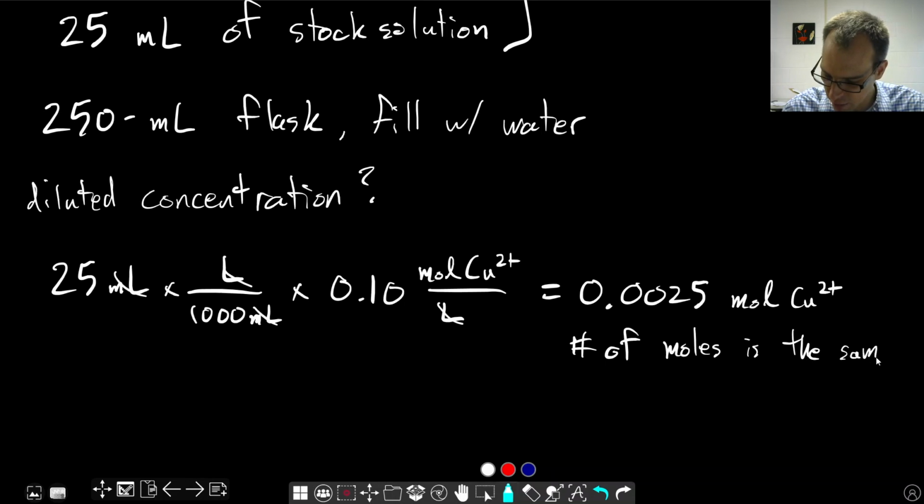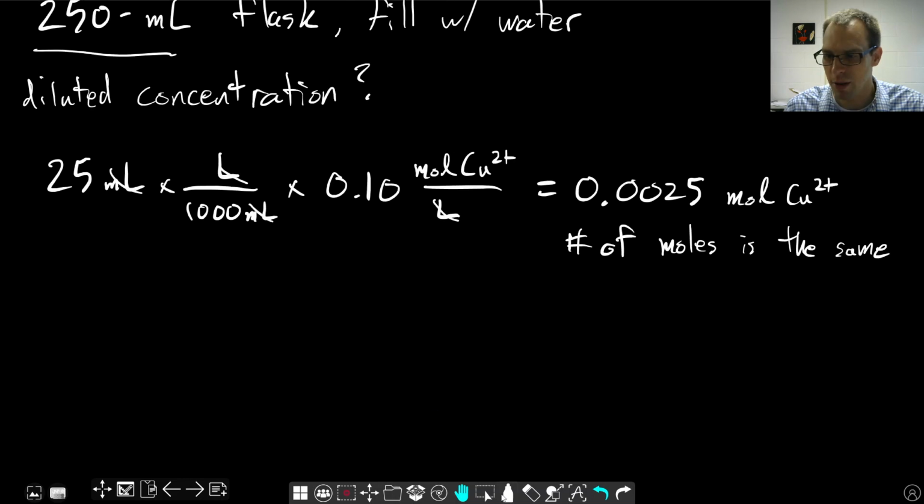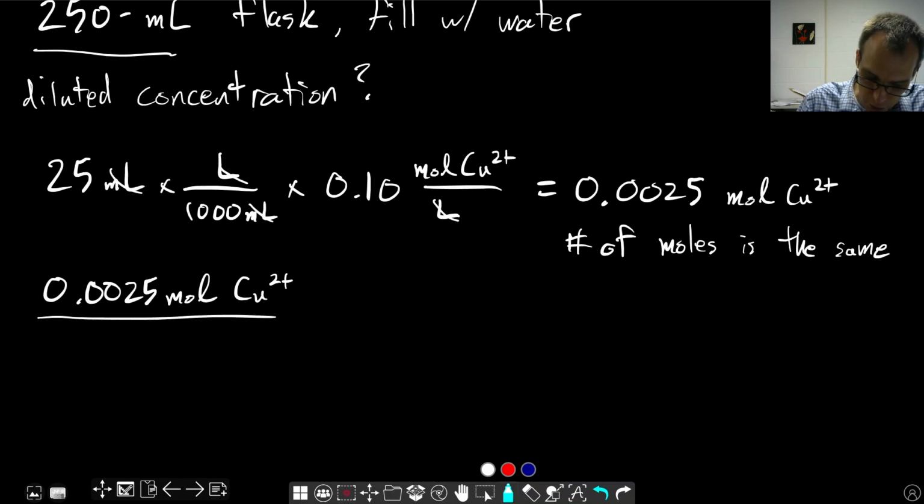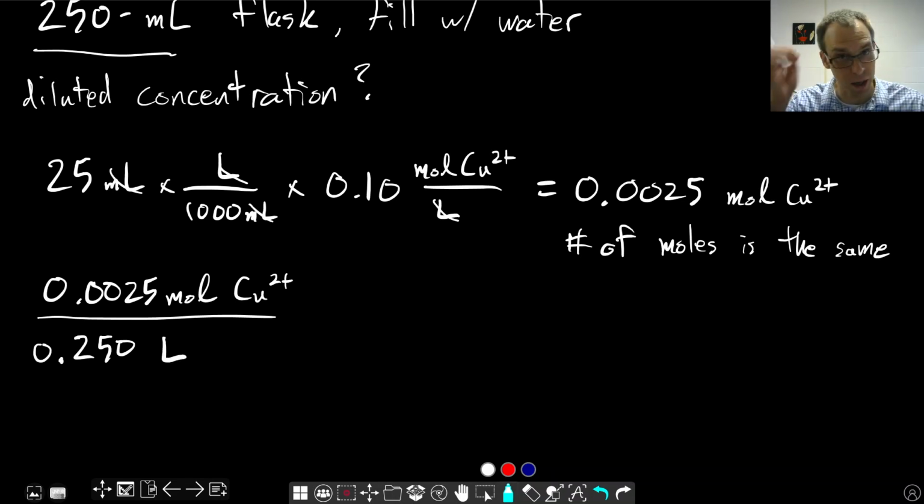What's going to change is our volume of solution. So to find our new volume of solution, we're told that it's a 250 milliliter flask, and we filled it all the way up. So once that's done, we can use our moles that stayed the same, 0.0025 moles of copper, and divide it by our new volume, 250 milliliters, or if we convert that, that's 0.250 liters.